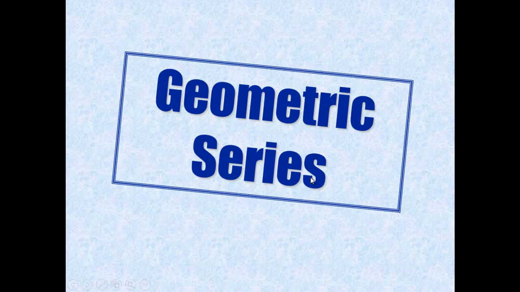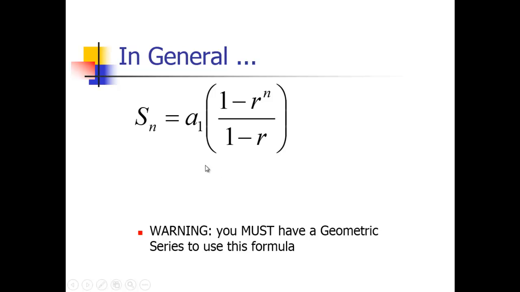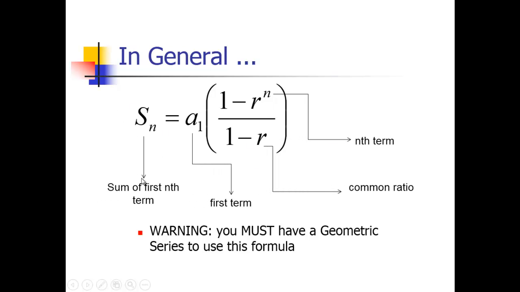How about the geometric series? This is the formula. S_n is the sum of the first n terms. a_1 is the first term. r is the common ratio. r to the power n, n in here is the number of terms.